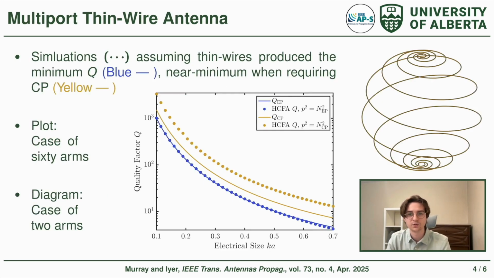So the first of two simulations in the article is a thin wire antenna. We ran simulations assuming thin wires, and we found they produced the minimum Q, shown in the plot in blue, and nearly the minimum Q when requiring circular polarization, shown in yellow. The plot is for the case of 60 arms, and the diagram is showing a case of 2 arms.